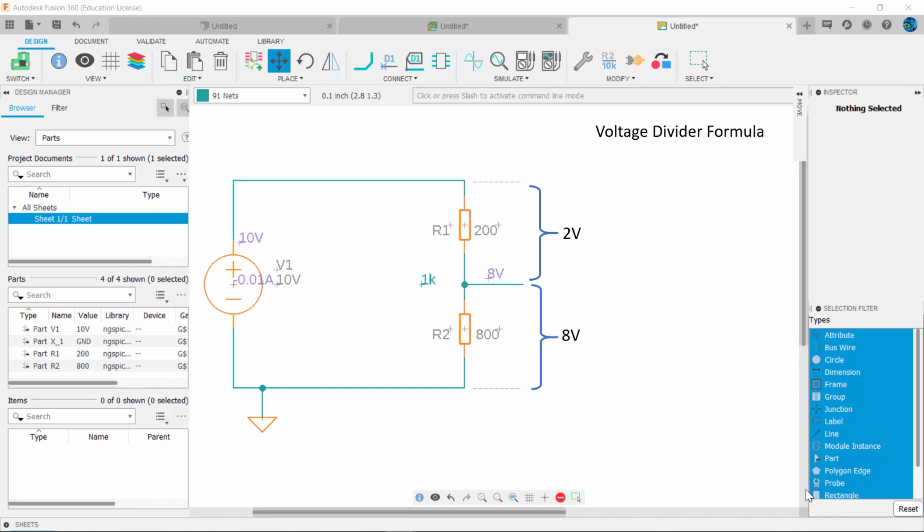The voltage divider formula is commonly used to calculate the voltage across one resistor when two are in series. Voltage divides up amongst resistors in proportion to a resistor's total resistance. Mathematically, VR1 equals R1 divided by R1 plus R2 times the applied voltage VA, or VR1 equals 200 ohms divided by 200 plus 800 ohms times 10 volts, which equals 0.2 times 10, or 2 volts. Similarly, VR2 equals R2 divided by R1 plus R2 times VA, or 800 divided by 200 plus 800 times 10 volts, which equals 0.8 times 10, or 8 volts.